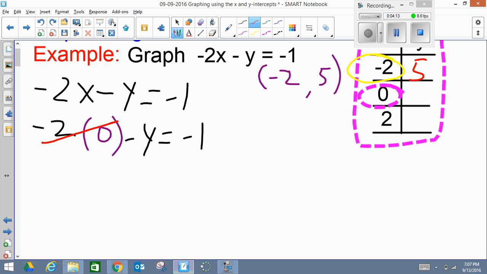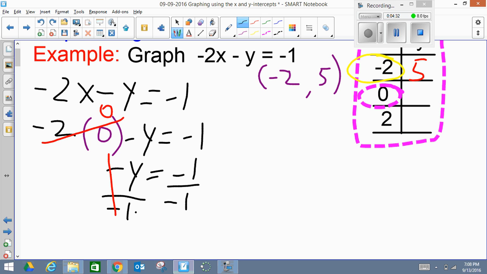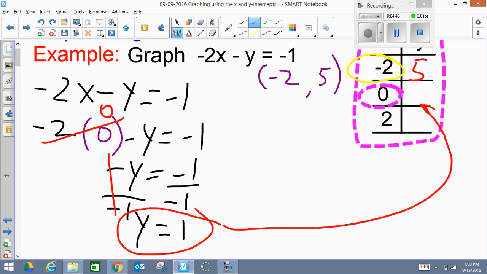Bring down negative y equals negative 1. Any value times 0 turns into 0. So I got to bring negative y equals negative 1. And as we noticed before, if my y is negative, I have to divide by negative 1, which is going to give me those two negatives, going to cancel, turns positive. Okay, so I'm going to have y on this side, and negative 1 divided by negative 1 is positive 1. So in this case, my y equals 1, and that value has to go next to the 0. That's going to give me the next ordered pair, which is 0, comma 1.